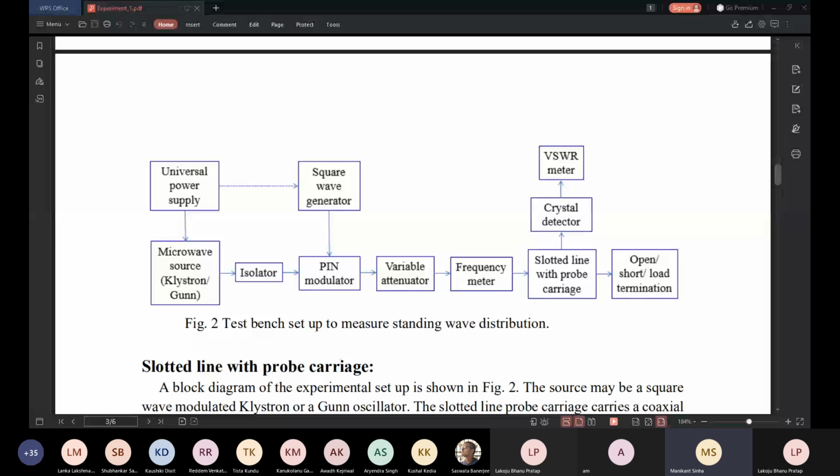Next to the pin modulator, we have a variable attenuator. What does the variable attenuator do? That has also been explained by sir. Sometimes you have to adjust the sensitivity of the SWR meter, and sometimes you need to impedance match the crystal detector. For that reason, the variable attenuator is used. In a general sense, it is used to attenuate the power of the incoming signal. And then we have the frequency meter, which is used to measure the frequency of the incoming signal. It is actually a cylindrical cavity resonator.